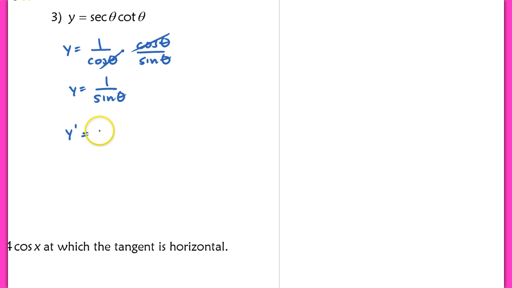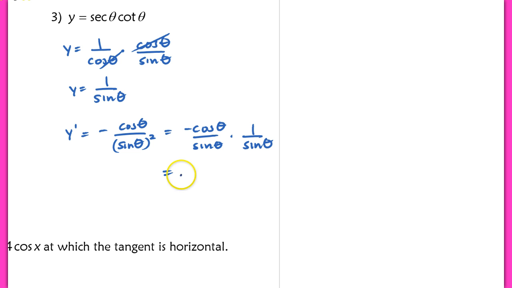So remember, the reciprocal rule says you're going to take the opposite of the derivative of the denominator, so that's cosine theta, and stick it in the numerator here. Then you take the denominator and you just square it, so sine squared theta. Now if I rewrite this, this is negative cosine theta over sine theta times 1 over sine theta, and that is equivalent to the negative cotangent theta times cosecant theta.